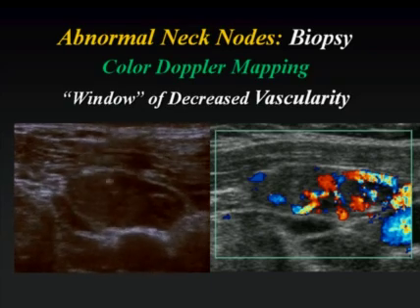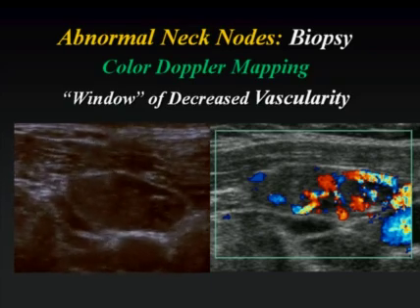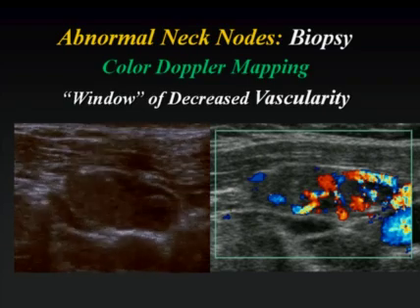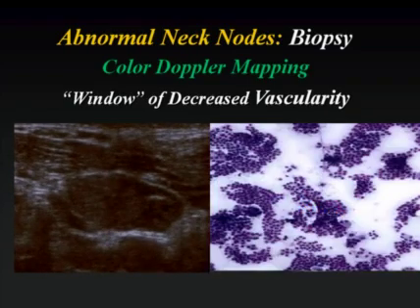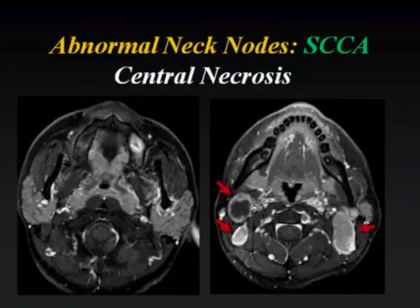In this case, we could use a suction technique because we're going into solid tissue, but it wasn't richly vascularized. It's sort of a window of decreased vascularity. And here you can see on the cytologic specimen the sort of papillary frond-like nature of papillary carcinoma.